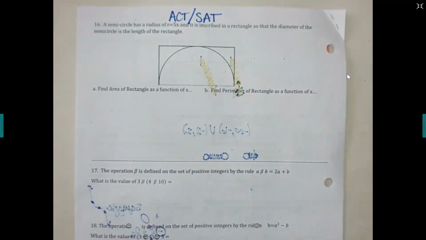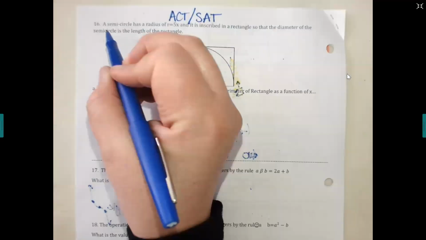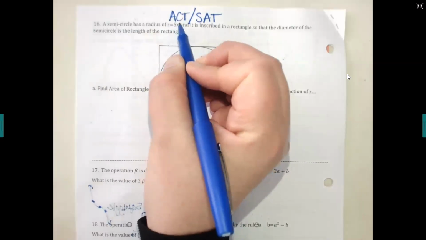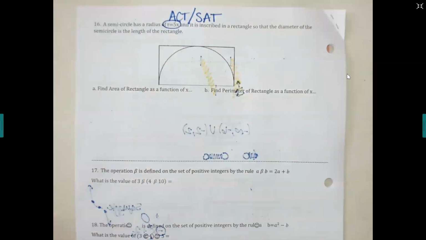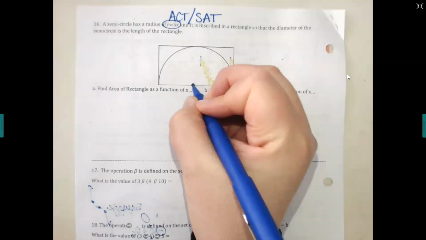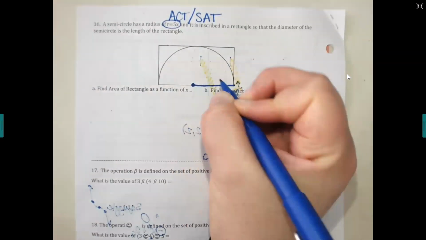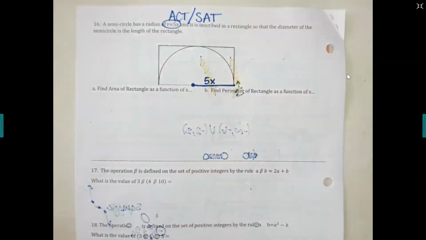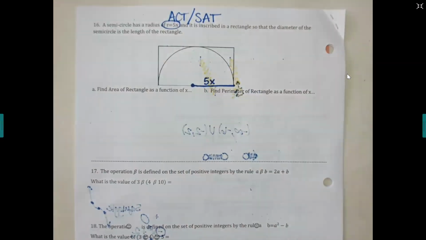So for the first one, they give you almost this exact same graph. And it says a semicircle has a radius of 5x. Now, y'all took geometry last year. What's the radius of a circle? Is it all the way across? Halfway. So that means that from here to here is 5x. The whole thing is gonna be 10x, that's right.